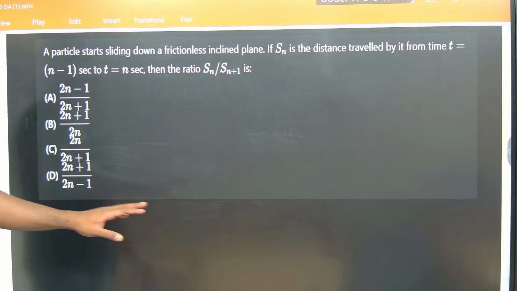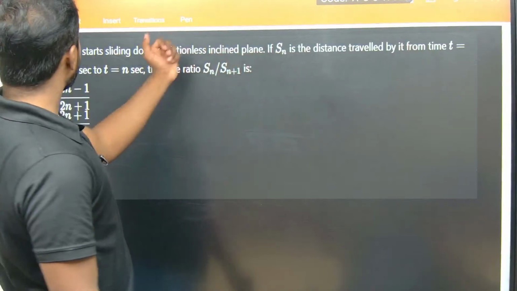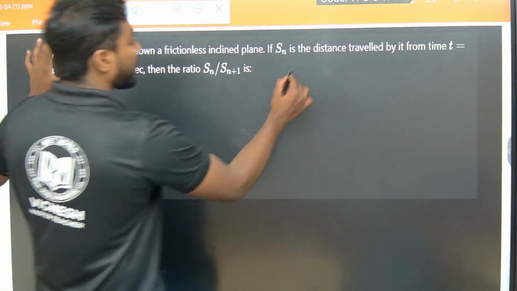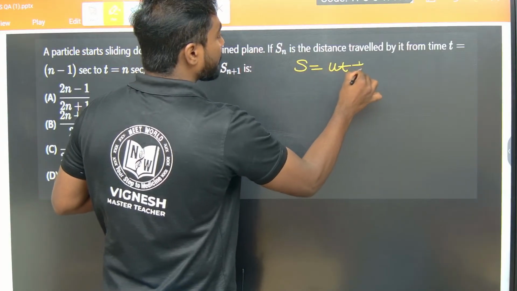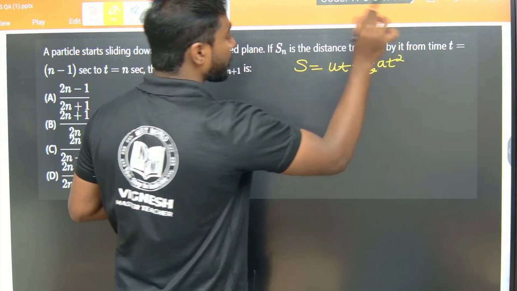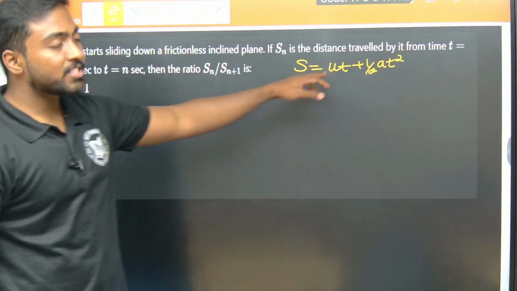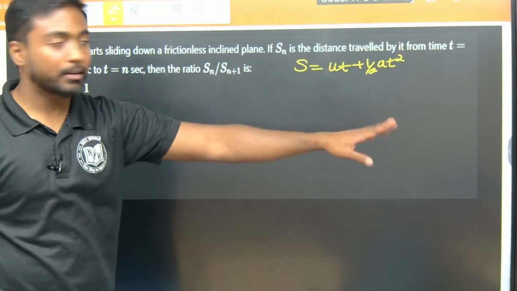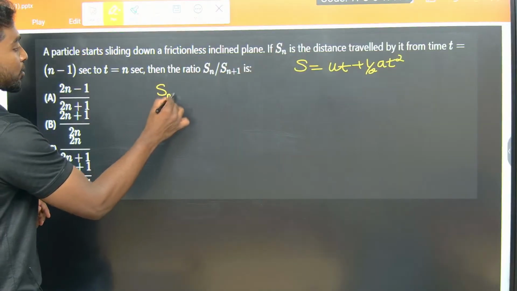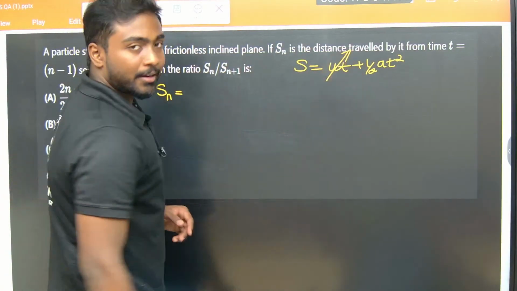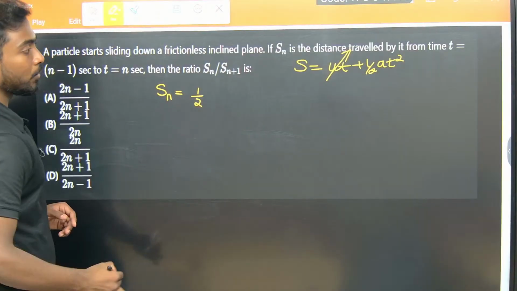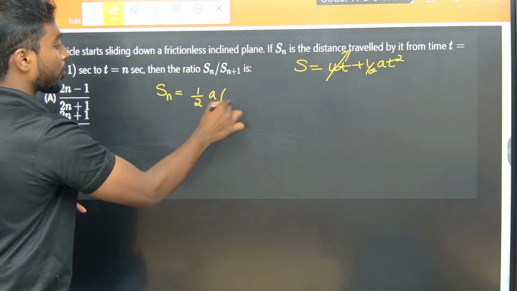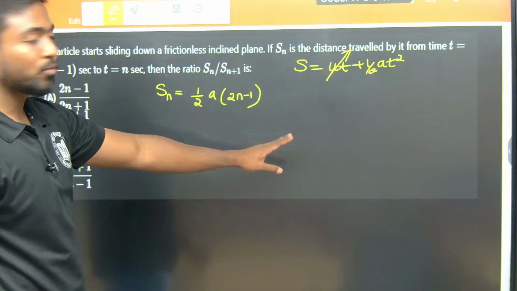We know that displacement is given, and time is given, so S is equal to ut plus half at square, I can use. Initial velocity is 0, and they are asking about the nth second and the n plus 1th second. So Sn is equal to, initial velocity is 0, I can neglect it, so 1 by 2 into a into 2n minus 1, that's it, 2n minus 1.